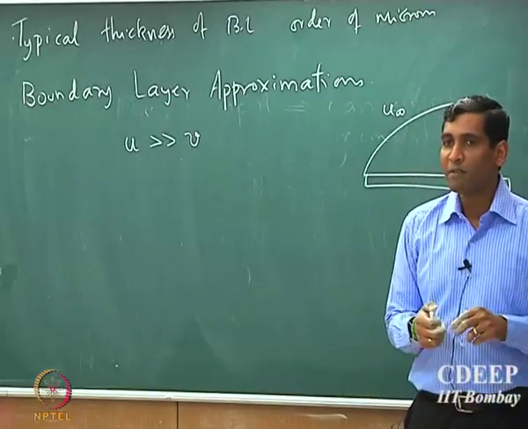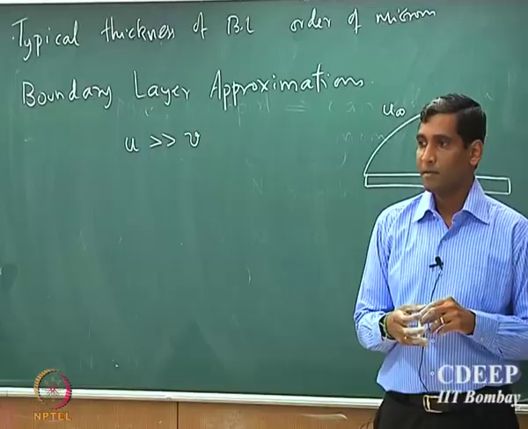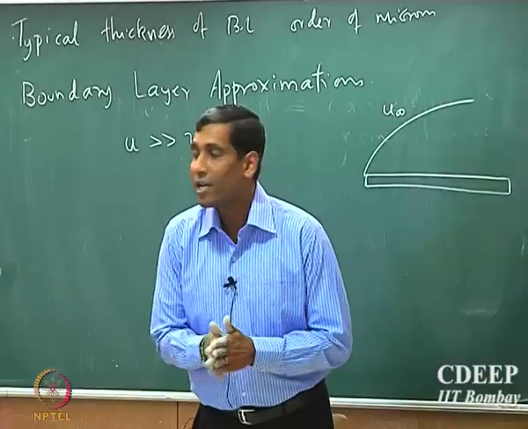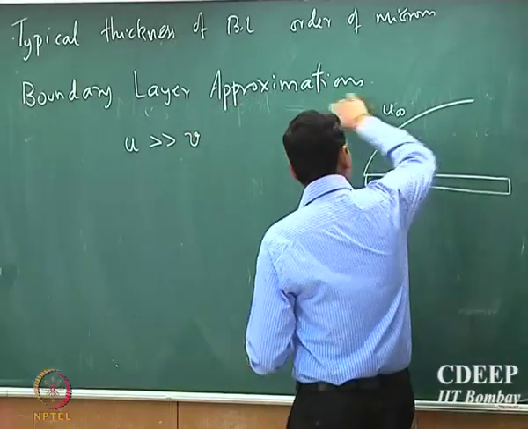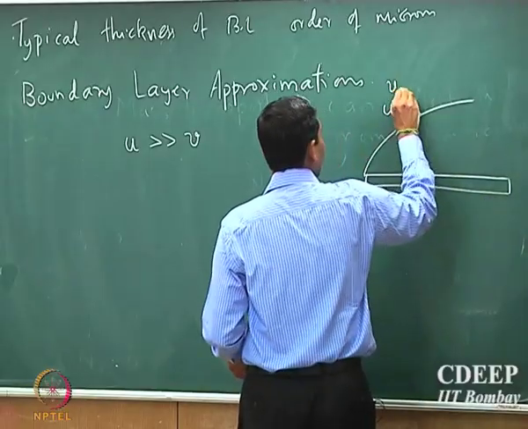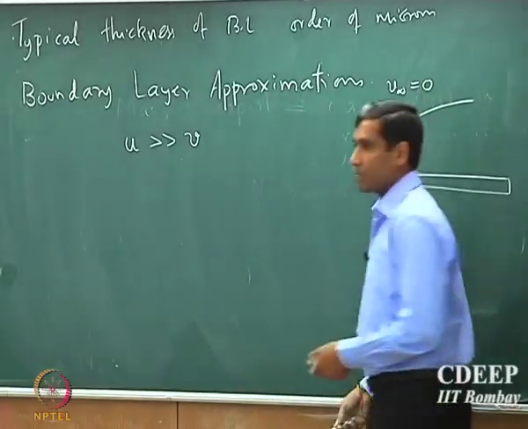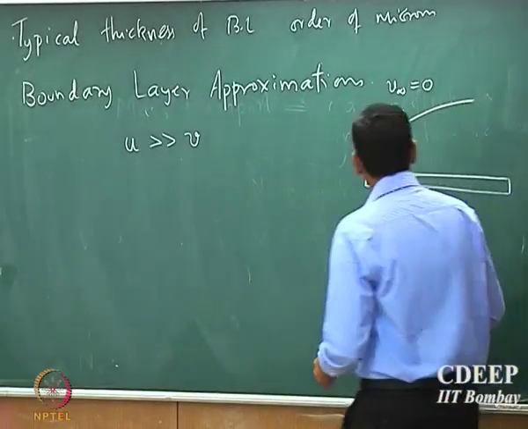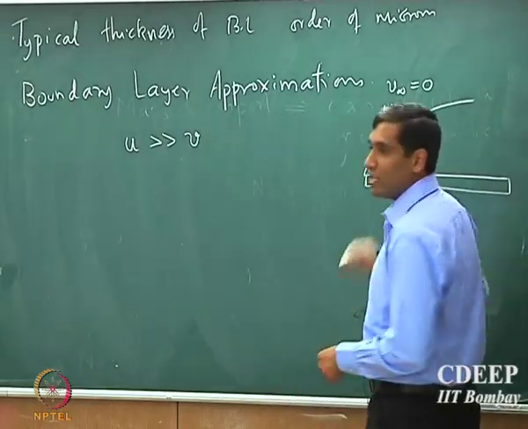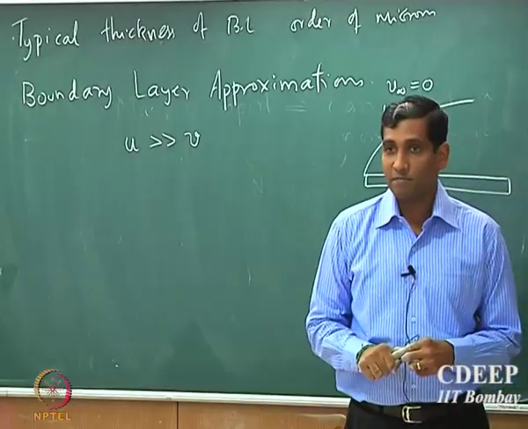What about y component velocity? Maybe 0, because most of the fluid is actually moving in the x direction. So the V infinity is actually 0 here. So the y component velocity is really present only inside the boundary layer.